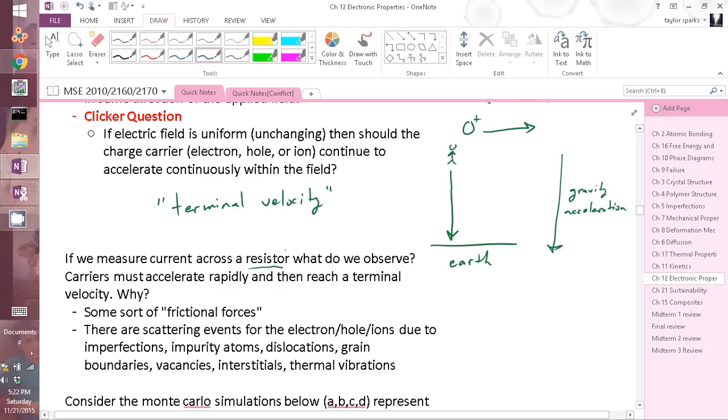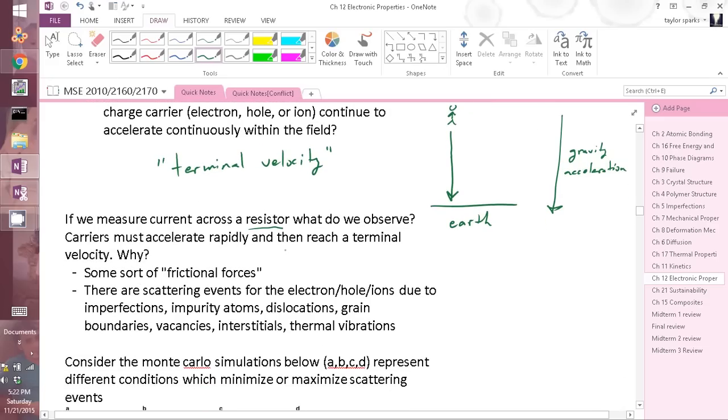So there's no air that they're encountering. What are they encountering? They must be encountering something akin to frictional forces. And what would those be? Those are going to be scattering events, meaning the electron is moving through the material, but it's bouncing into things. It's going to bounce off of imperfections, impurity atoms, dislocations, grain boundaries, vacancies, interstitials, thermal vibrations, all of the above. All of those things can cause a carrier, be it a hole or an electron or an ion, to become scattered. And that means it's going to slow it down as it moves through the material.